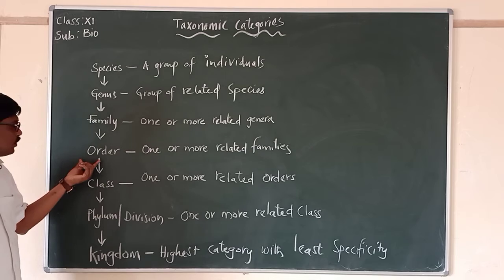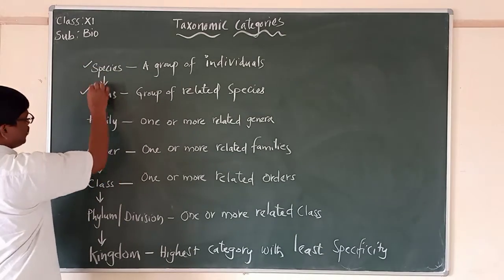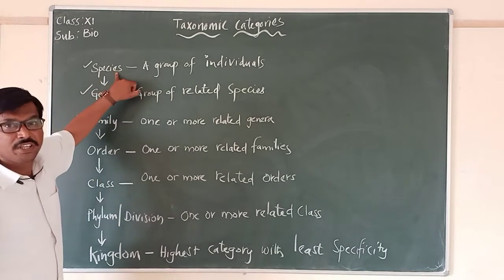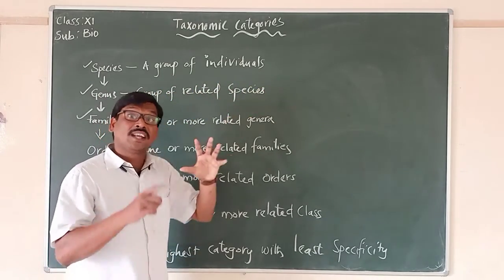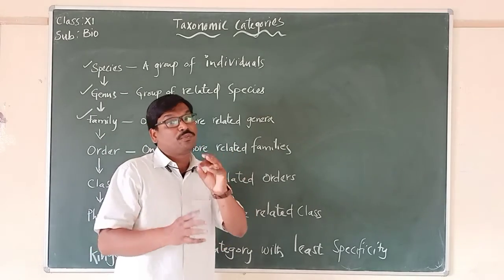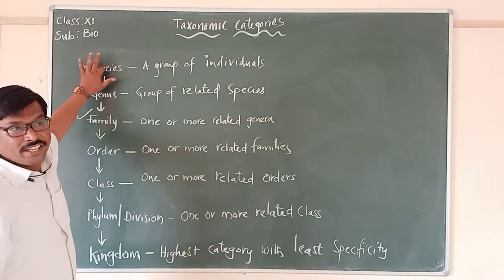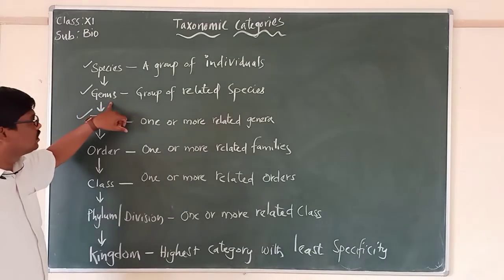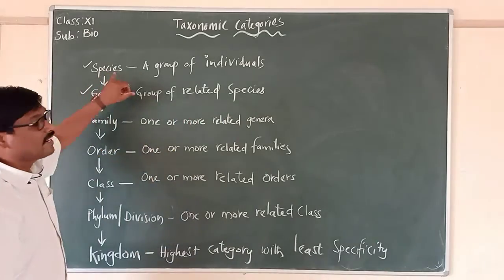Okay, in this video we understood about the order, and in the previous videos we studied about what? Species, genus, family. So what is a species? A group of individuals. These individuals are similar individuals with fundamental similarities and which can interbreed freely. That's what we said when we are talking about the species. And when we are talking about the genus, we said these are a group of related species.